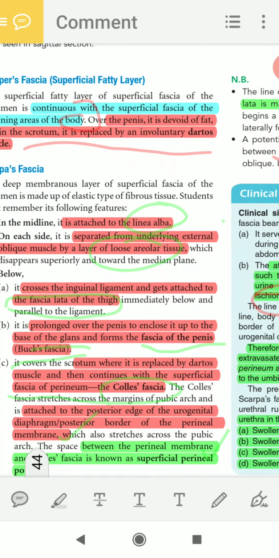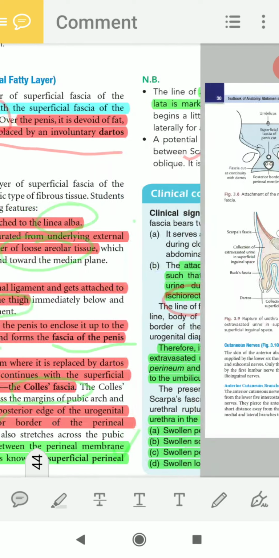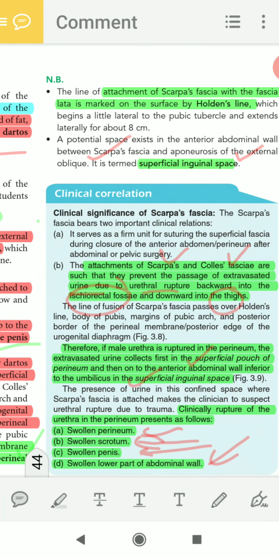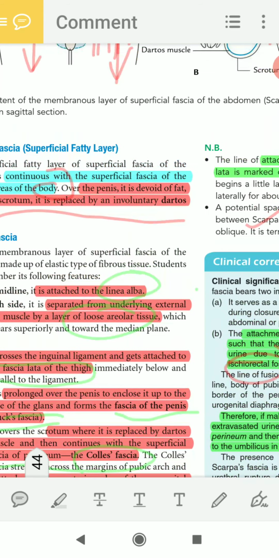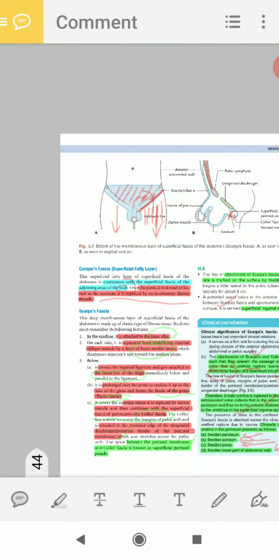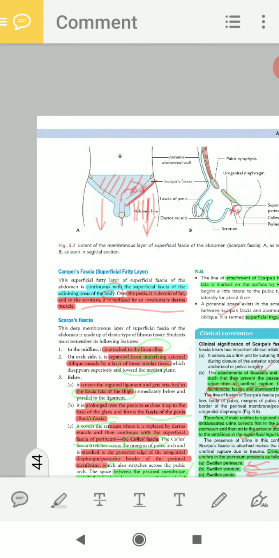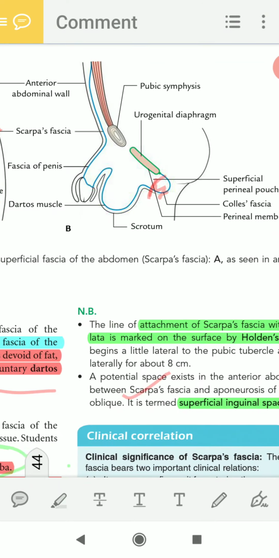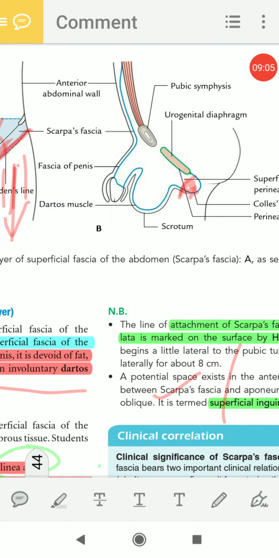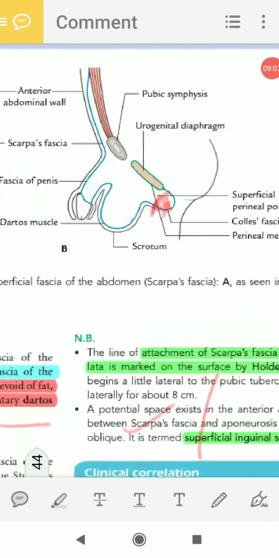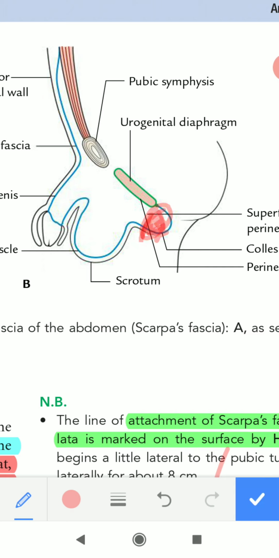The superficial inguinal space, what is this? The superficial perineal pouch is the space between the perineal membrane and Colles fascia. So the urine will collect in the superficial perineal space in this area, as well as the superficial inguinal space. The superficial inguinal space is a space between the fascia Scarpa and the external oblique muscles.